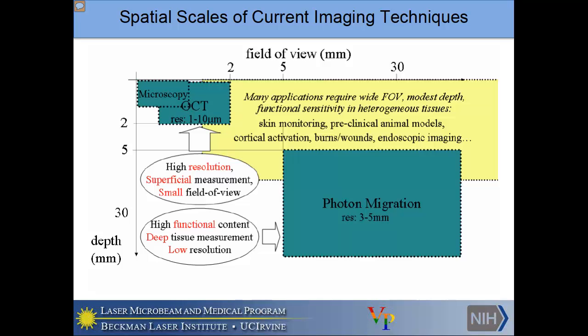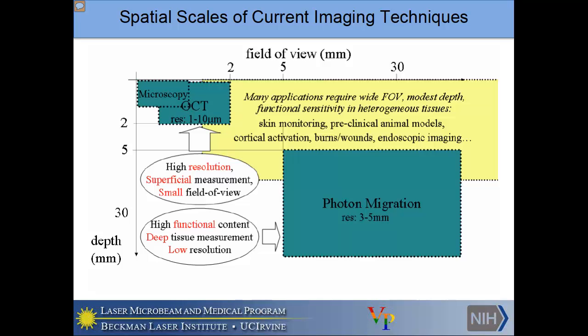In between, you have a large number of applications that require a wide field of view and modest depth penetration and some functional sensitivity in non-homogeneous tissues. So you have all these skin monitoring, preclinical animal models, cortical activation, burns, endoscopic imaging. Those all require a wider field of view and at least some depth penetration. And those are the areas where many of you are working in spatial frequency domain imaging, for example.